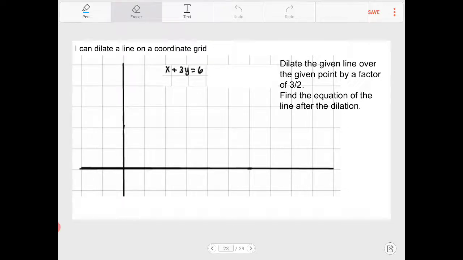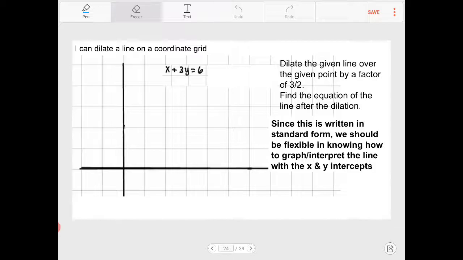Now, standard form of a line, okay? One of the advantages of working with an equation in standard form is you can easily figure out the x and y intercepts. So if you recall, in standard form, we should be flexible in knowing how to graph and interpret the line with the x and y intercepts. So here, if you look at this, x plus 3y is equal to 6, okay?